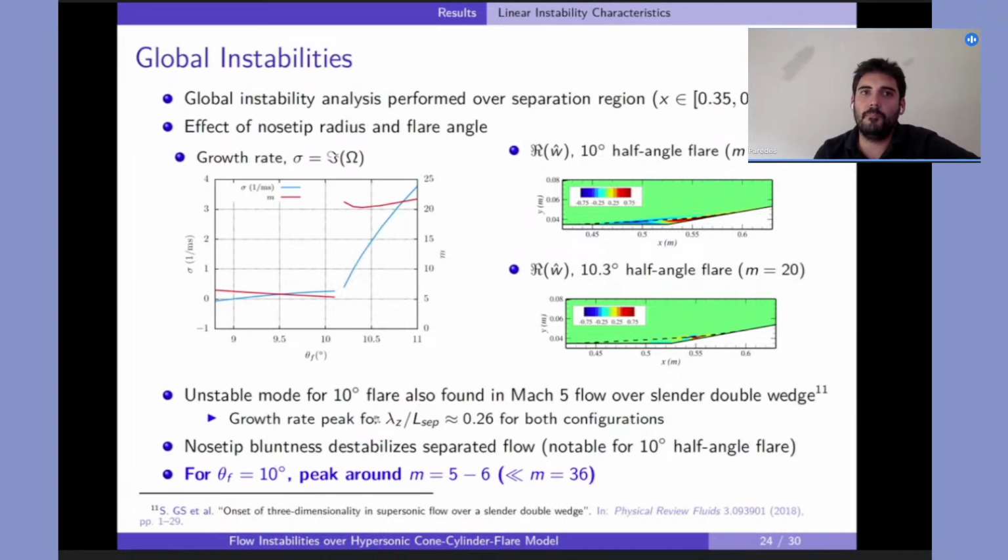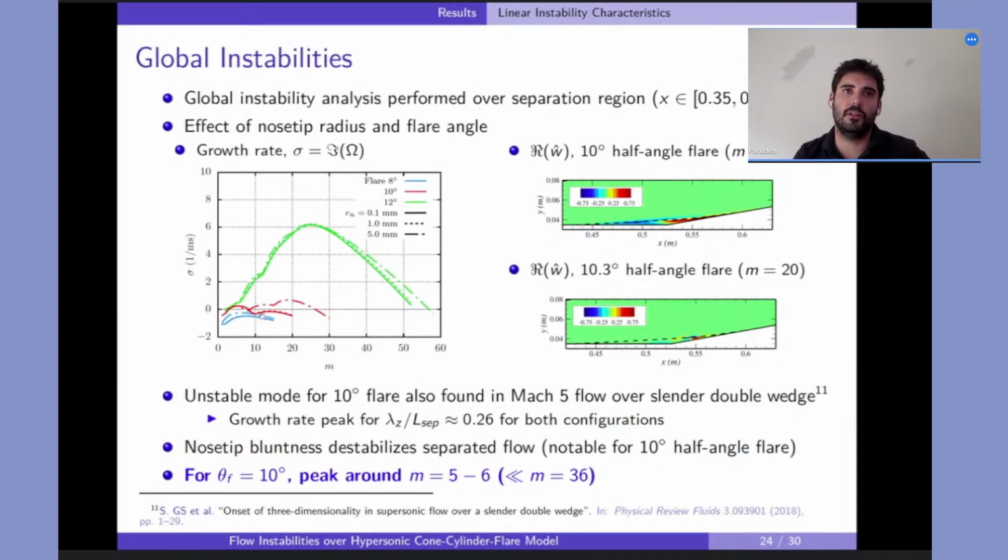And actually the maximum growth rate was found for the same ratio of wavelength to separation length, 0.26, for both configurations. So even a slender double wedge or a cone-cylinder-flare had the same global mode when it becomes unstable. And the effect of the nose-tip bluntness was just to stabilize the separated flow. It was very notable for the 10 degrees half-angle flare.